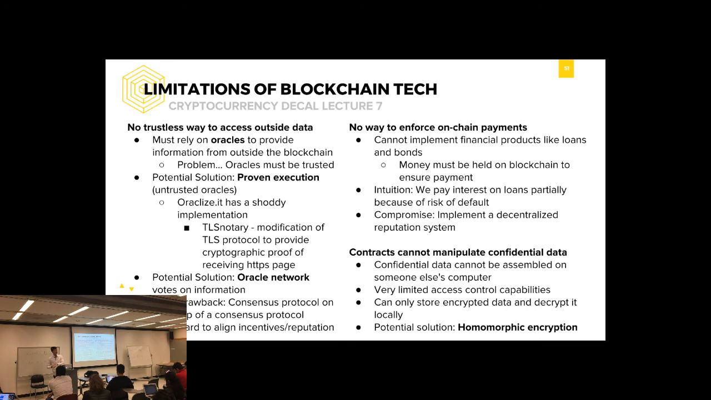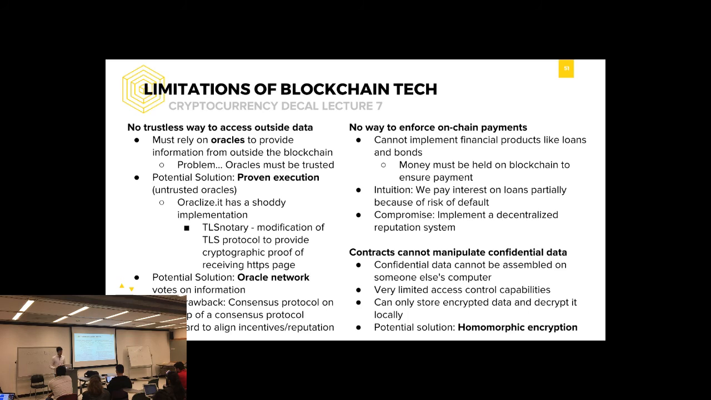The other thing is that you can't enforce on-chain payments. It means you can't borrow from a contract and then trustlessly have it returned. It's kind of like violating the whole notion of borrowing money. One compromise you can have with this is to implement a decentralized reputation, like a credit rating on the blockchain.